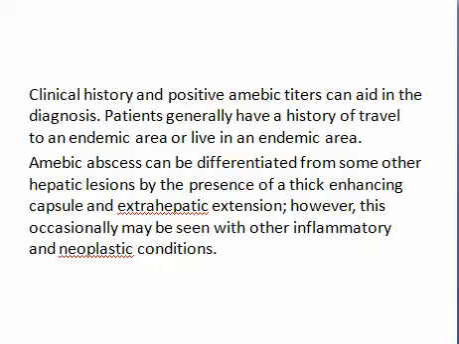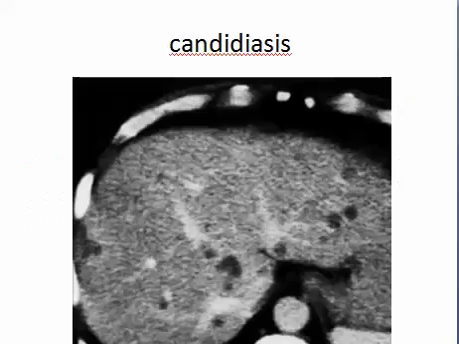Amebic abscesses can be differentiated from some other hepatic lesions by the presence of a thick enhancing capsule and extrahepatic extension. These are two important things, plus the possibility of having a calcific wall. Candidiasis can produce small multiple scattered cysts with ill-defined margins, again with clinical suspicion of fever, clinical association with fever. This occurs here in a fatty liver.